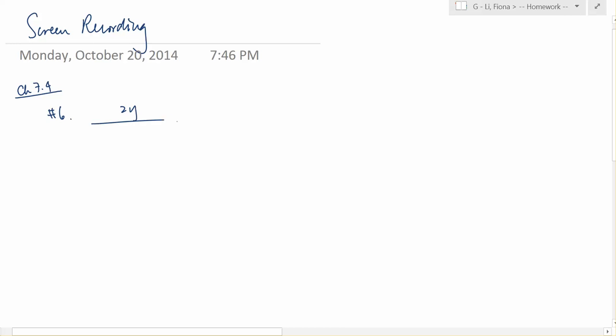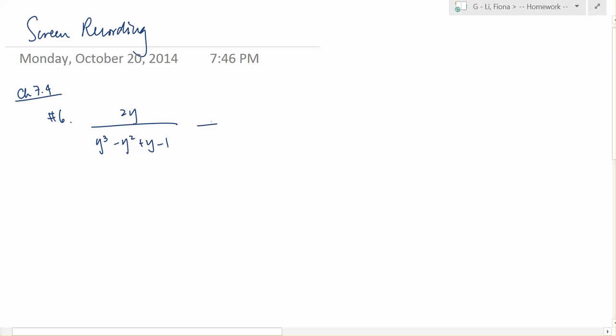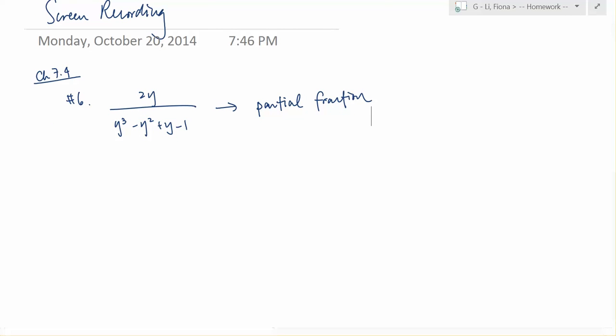It is 2y over y cubed minus y squared plus y minus 1. And so for this chapter we have been covering partial fractions, and so we are asked to represent this as a partial fraction. And so first of all, we have to break down this chunk.